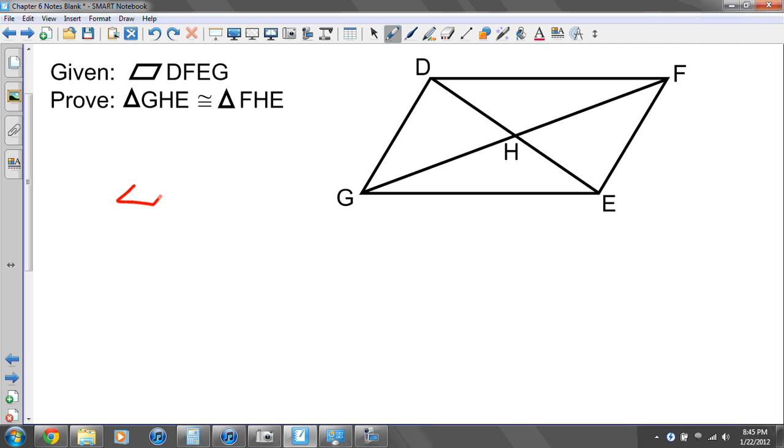So I've got a parallelogram. That's what this symbol means. So when you see that, that means DFEG. DFEG is a parallelogram. So I get all those properties of parallelogram. Okay, this is given. So what that gives me is I get opposite angles are congruent. I get opposite sides that are congruent. I get diagonals that are bisected. And I get consecutive angles that are supplementary. If I'm trying to get GHE, which is this bottom triangle, congruent to FHE, oh, that's a mistake.